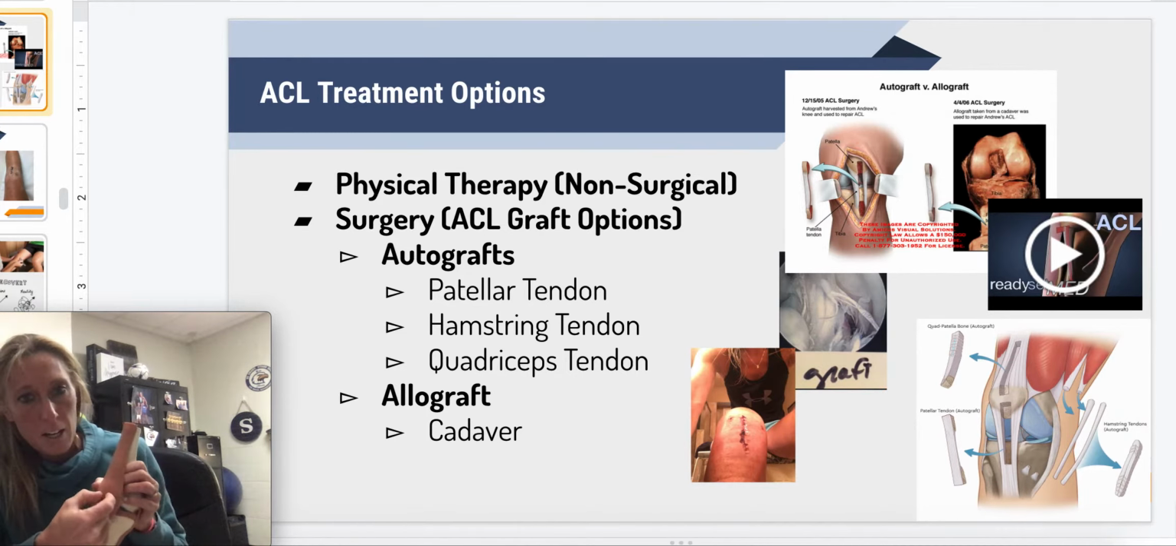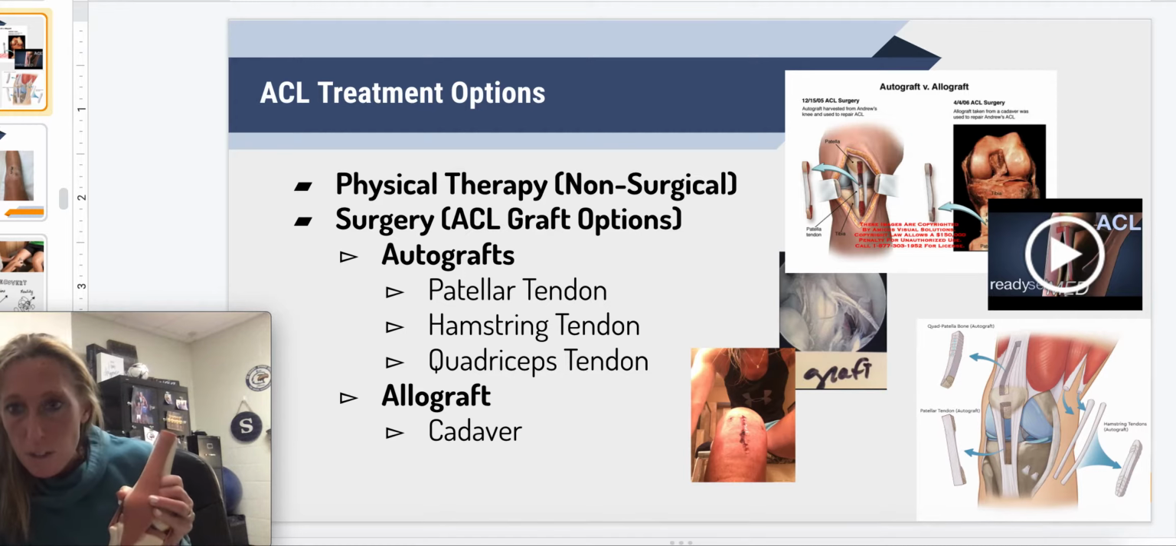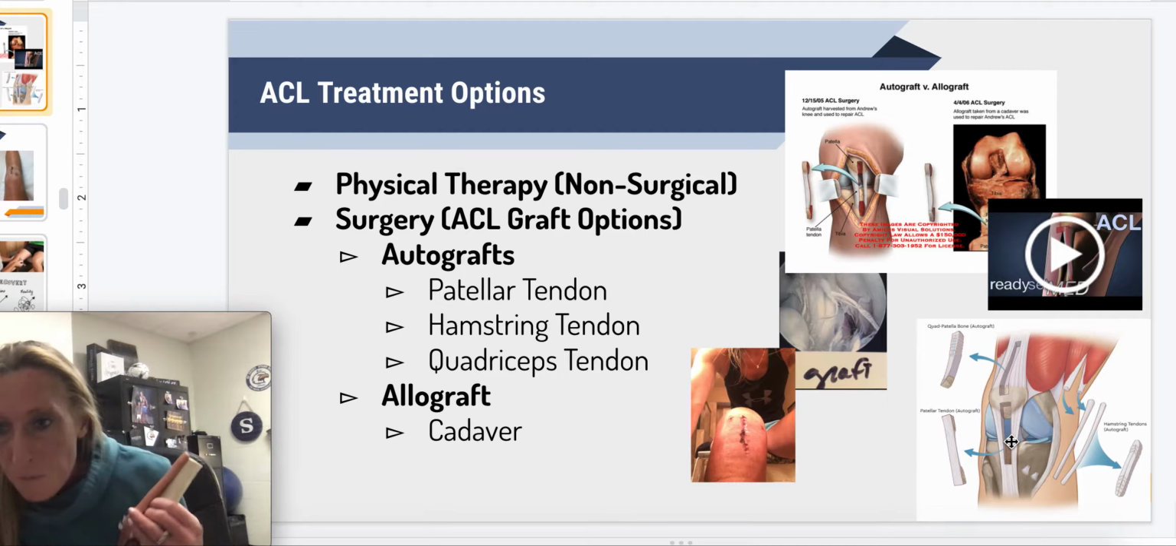So what they do, they cut out the center third of the patellar tendon, and then this grows back together. I don't know if they suture back together. I think in the video they said that. So here's a picture of taking that middle third of the patellar tendon out.